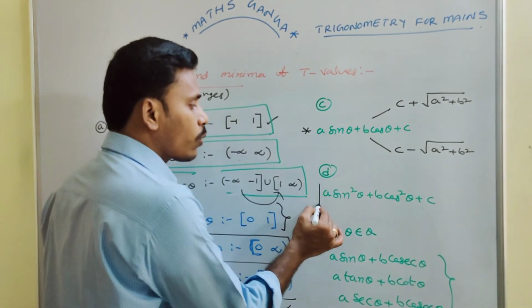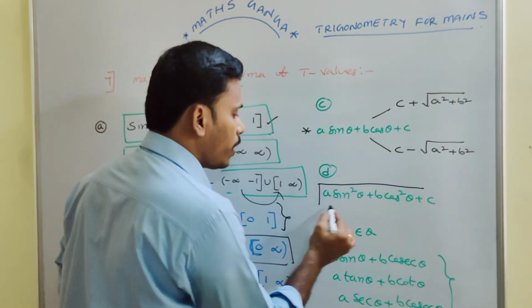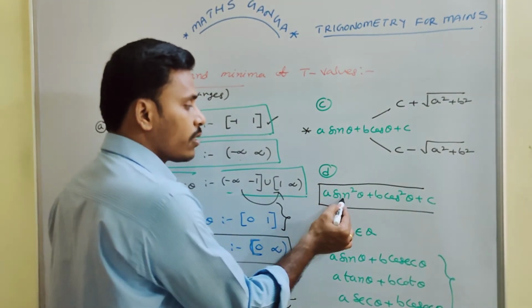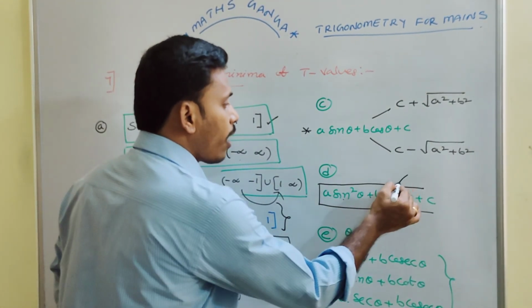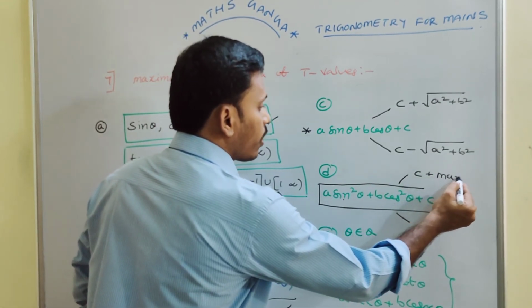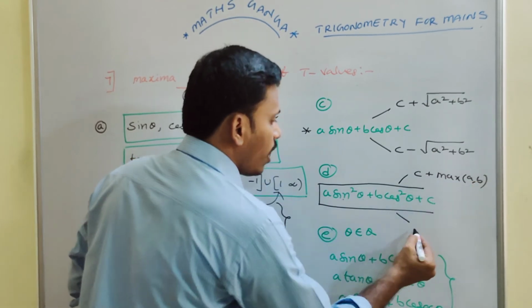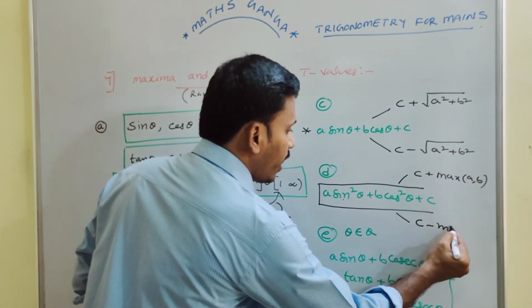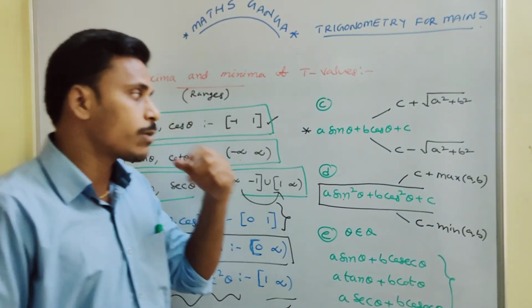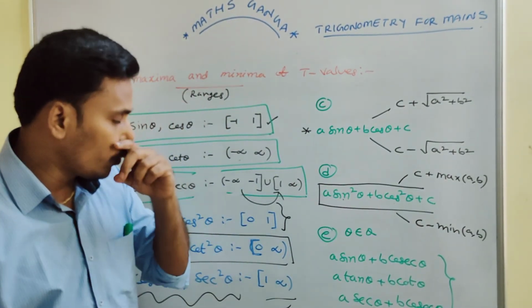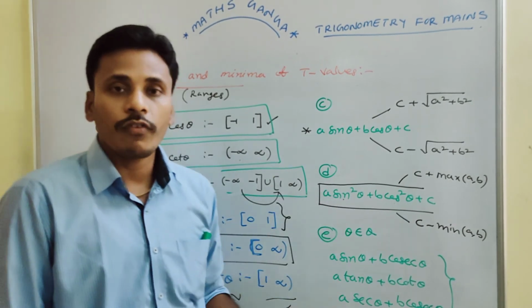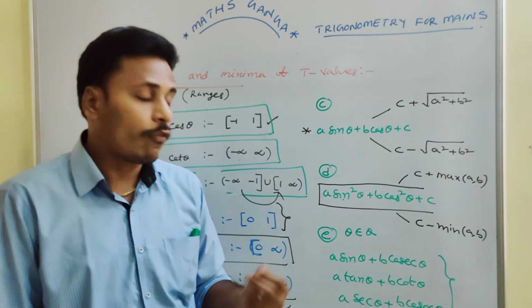Whereas if they are squares, like a sin square theta plus b cos square theta plus c, now for these squares, the maximum value is c plus the maximum of a comma b, and the minimum value is c plus the minimum of a comma b, right? First of all, you need to identify the maximum of a comma b, then you need to add that maximum of a comma b as well as the minimum of a comma b.